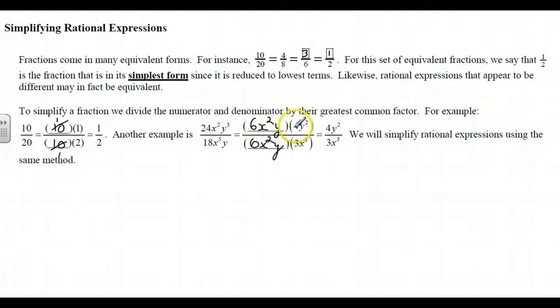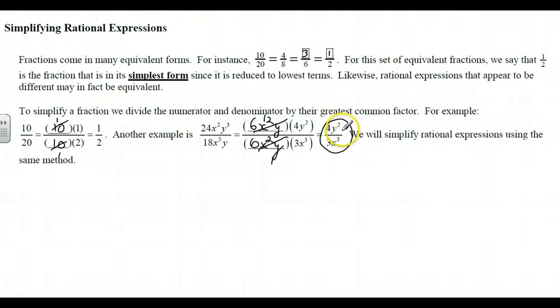Because you'll have to fill this in. I need an x squared. I need y cubed. This will give me y cubed. This 6 times 3 gives me 18. X squared times x cubed is x to the 5th. Multiply powers with the same base, you add the exponents, and we've got the y. These guys cross off. And in simplest form, we have 4y squared over 3.